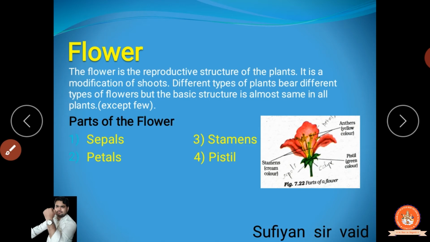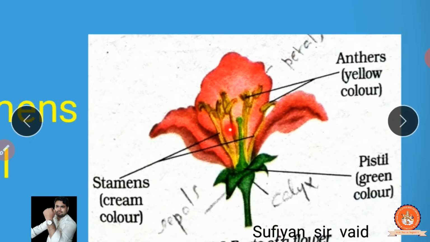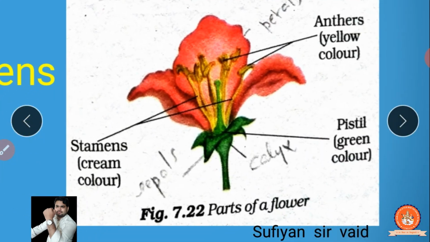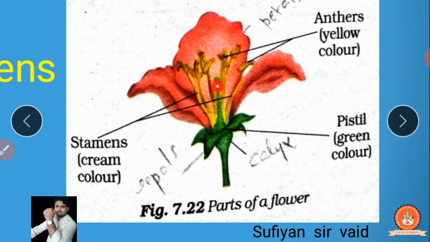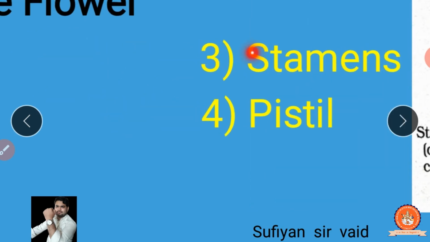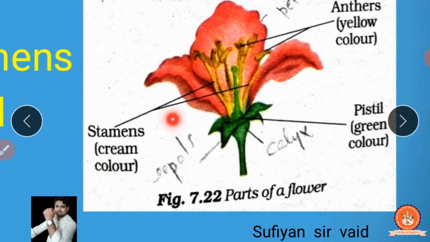Now, parts of the flower: we have only 4 parts. One is the sepals, another is the petals, next is the stamens, and the pistils. Look here. The pistil is what? This green portion between the flower is known as the pistil.